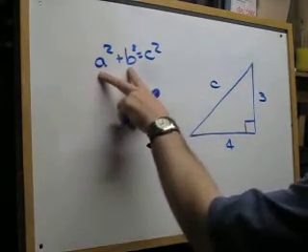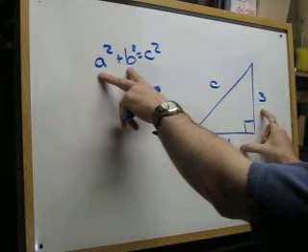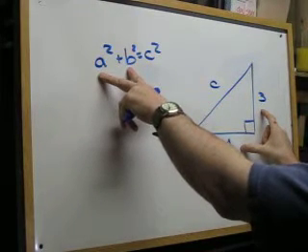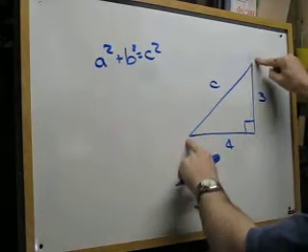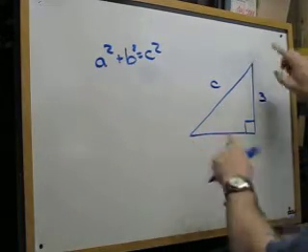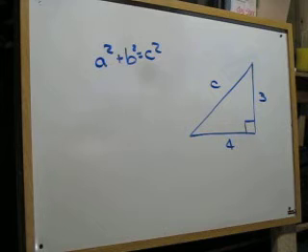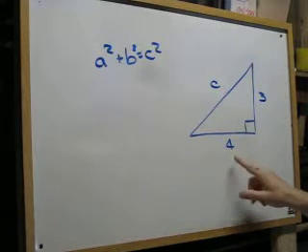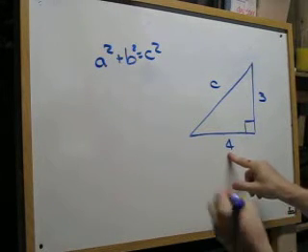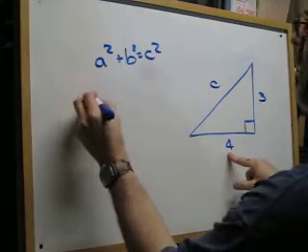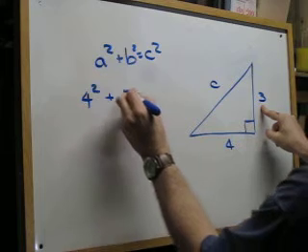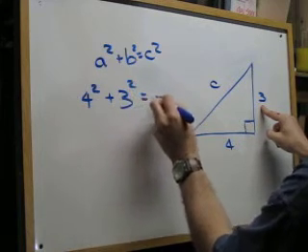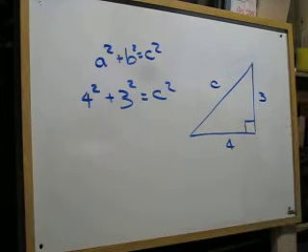And A and B are basically two of the short sides of the triangle. Doesn't matter if this is A or this is A or this is B or this is B. The longest one is always C. The other ones don't really matter. So that being the case, if we follow the formula, let's make this one A since it's right here. We're going to replace the A with a 4 and we're going to replace the B with a 3. And that equals C squared.